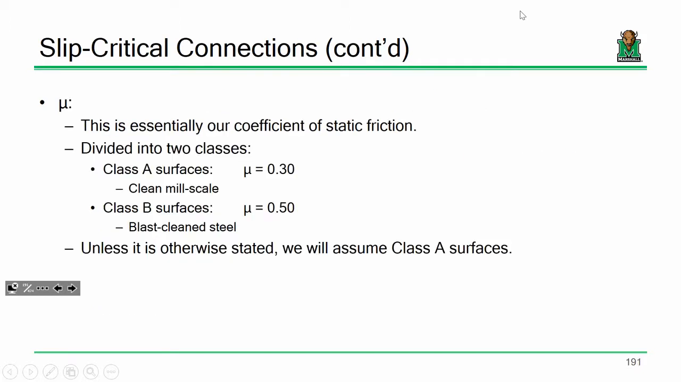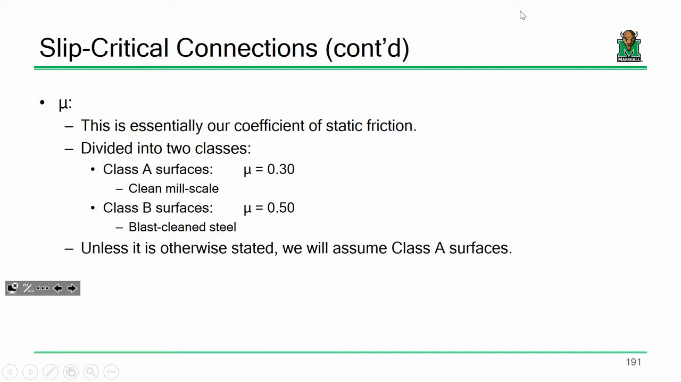All right. So number one, mu. So mu is our coefficient of static friction. This is essentially going to be a function of the surfaces of the steel. In other words, we're getting friction by having steel come into contact with steel. Okay. So more often than not, we're going to be dealing with a Class A surface, which is just regular old steel coming into contact with regular old steel. So our mu, we take our coefficient of static friction to be 0.3.